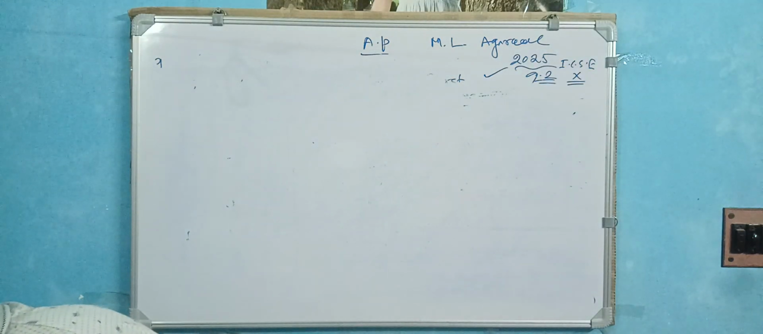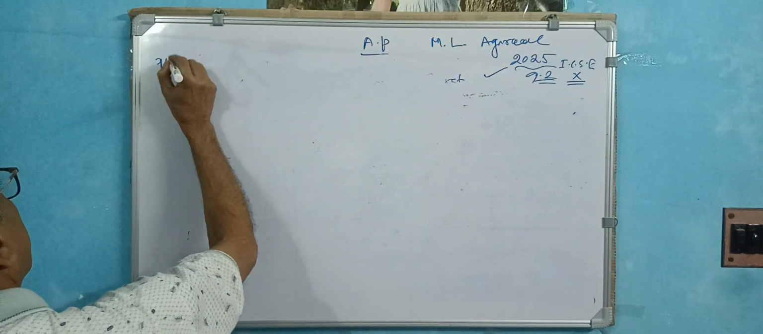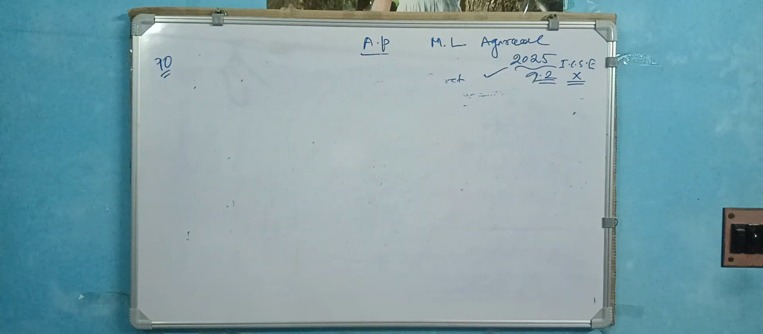Okay, next sum. Sum number 10. Determine the AP.